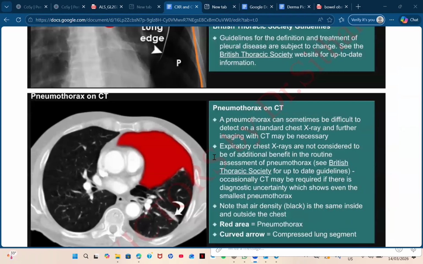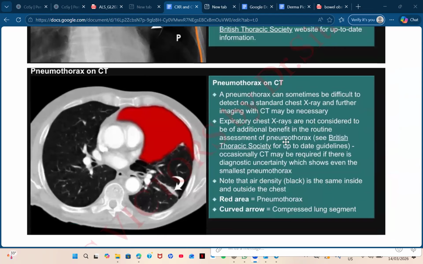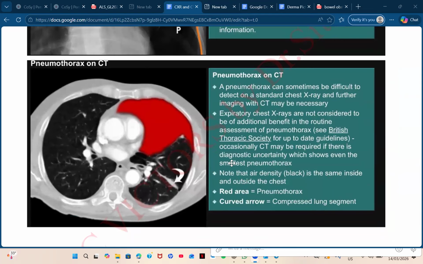And how can we see pneumothorax in CT? Here, this is the red area. This is the pneumothorax. Air trapped here, right? In the exam, they are not given in this red color, okay? In this diagram, they have marked it in red color so it is easily identified, okay?